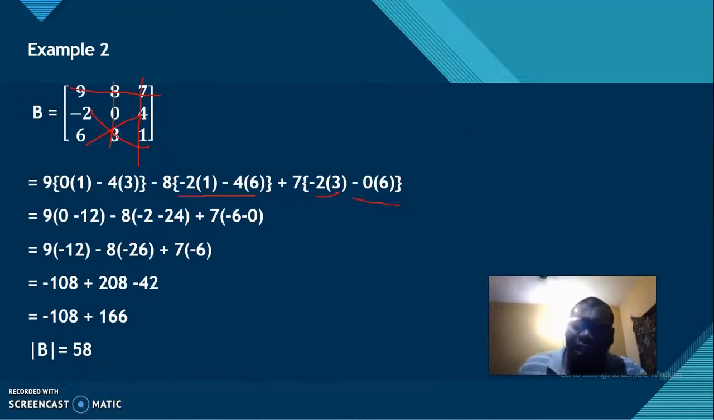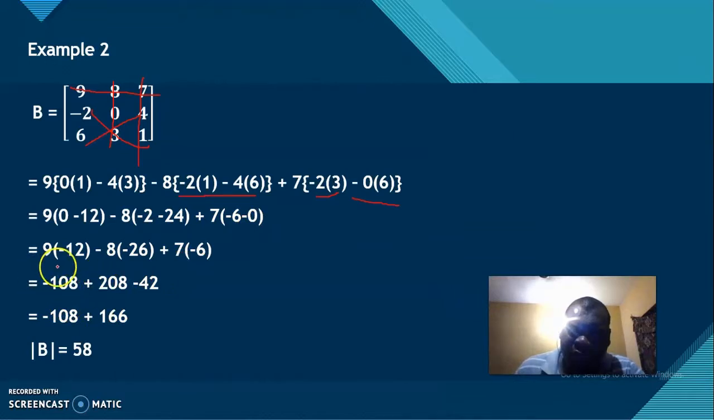So once you're able to break it down into the 2 by 2 matrix, you'll be able to just simplify it. So 9, 0 times 1 is 0, minus 4 times 3 is 12, that's minus 12, minus 8, minus 2 times 1 is minus 2, minus 4 times 6 is minus 24, plus 7, then minus 2 times 3 is minus 6, minus 0 times 6 is minus 0. So 0 minus 12 is minus 12, minus 2 minus 24 is minus 26, then plus 7 open minus 6 minus 0 is minus 6.